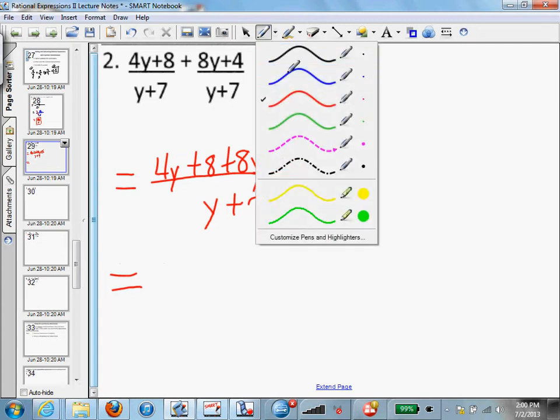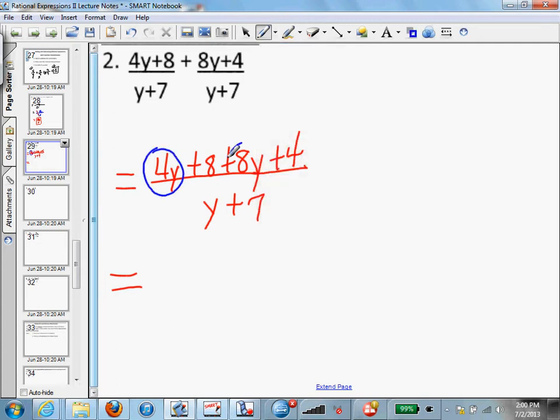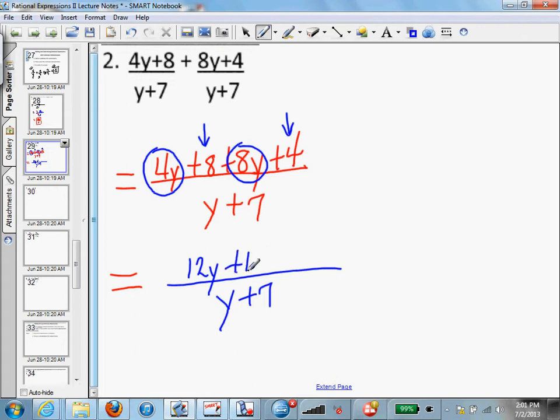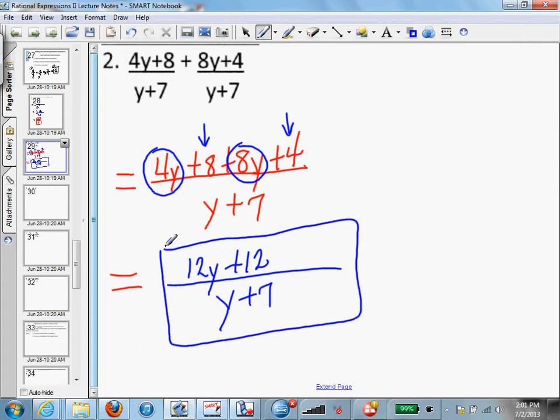Now let's note we can combine only like terms, so everything that has a y will be circled in blue, and everything that is not will have an arrow attached to it. So we're going to be left with our common denominator on the bottom. That's important. I like to do that first, so always write it first. So we have 4y and 8y will combine to give you 12y. Okay, and we have 8 and 4 give you 12. And if you look, I believe that is as far as you can take it, so this rational expression is simplified already.